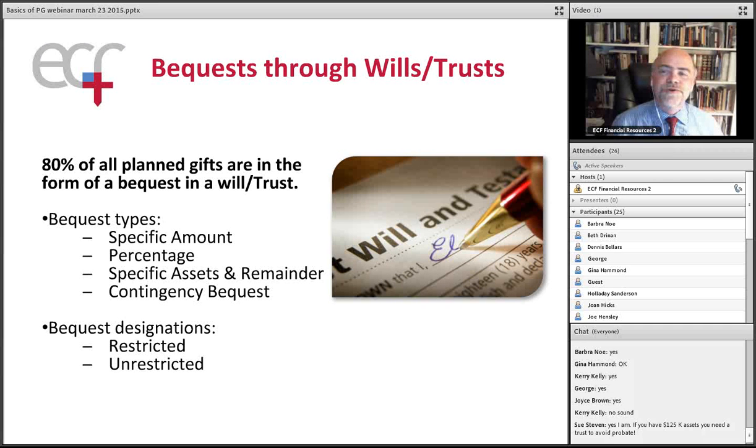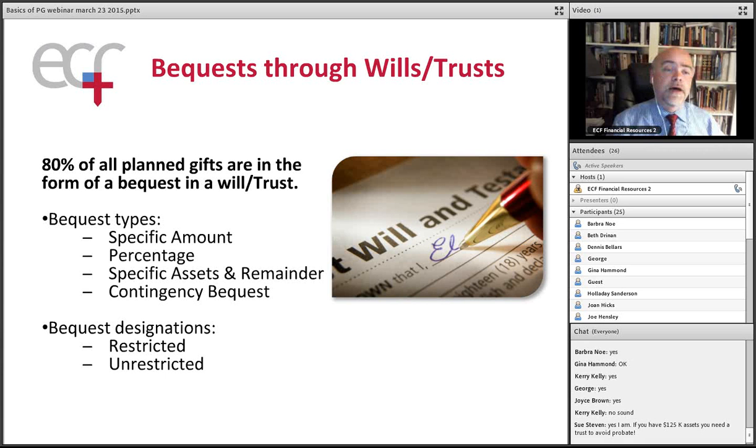So that's just a thought for you. You can also consider leaving specific assets and naming specific assets in your will to give to individuals or to specific charities. You should check with charities, though, if you are seeking to leave them a specific asset, because they may or may not be able to accept it.